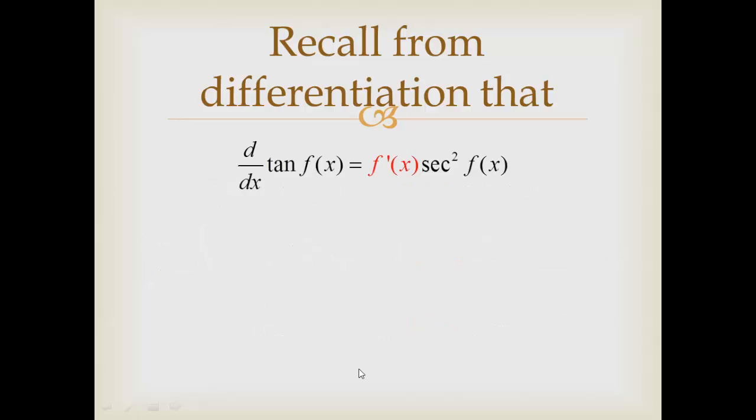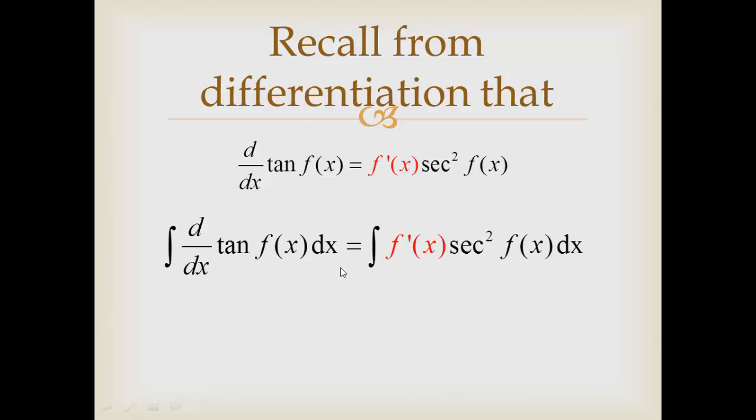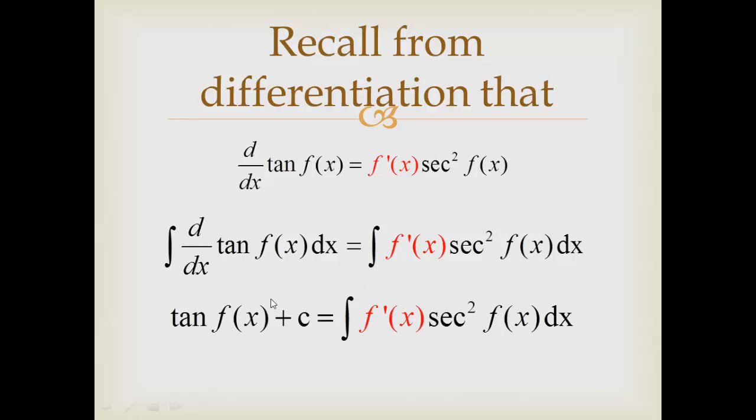Last but not least, we recall that the differentiation of tangent f(x) is secant square f(x) with the differential found in front. So again, we integrate both sides with respect to x. So we yield the result that the integration of secant square f(x) is equal to tangent f(x) plus c.